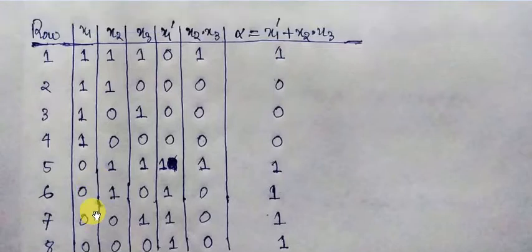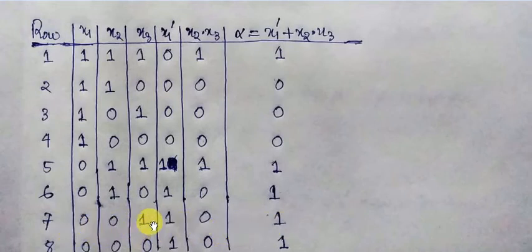Now, in this row 7, the assignment for x1, x2 and x3 is 0, 0 and 1. That means x1 takes the value 0, x2 takes the value 0, and x3 takes the value 1. And the corresponding value of the Boolean expression alpha is 1. So what would be the min term for this row 7, for this assignment 0, 0, 1?